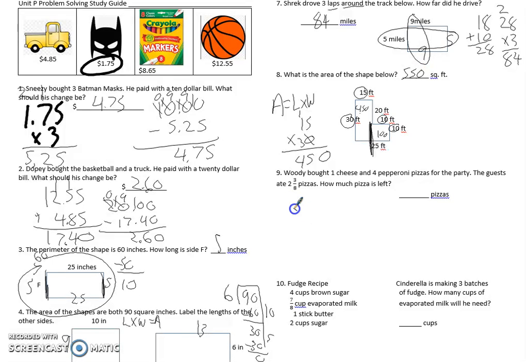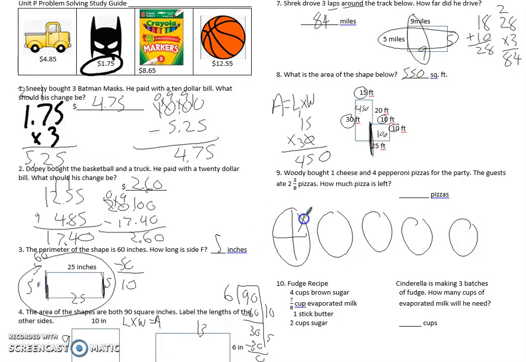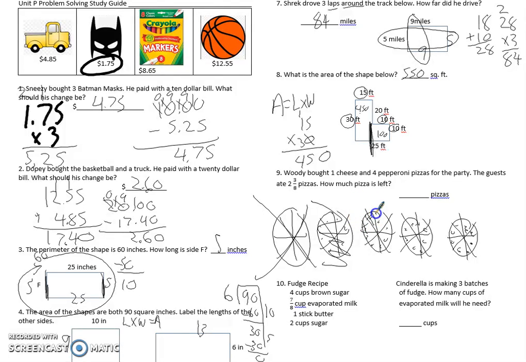Woody bought 1 cheese and 4 pepperoni pizzas. So there's 5 of them. I'm cutting them each into eighths. Shade them all in just a little bit. Alright, and then the guest ate 2 3/8, so that one's gone, and that one's gone, and 3/8 would be gone. So I have 2 whole ones right there, and this has 1, 2, 3, 4, 5 out of 8, 2 5/8 pizzas.